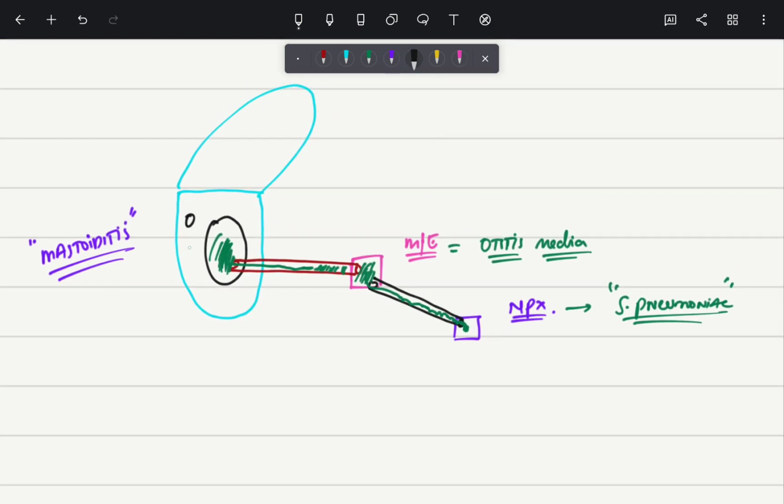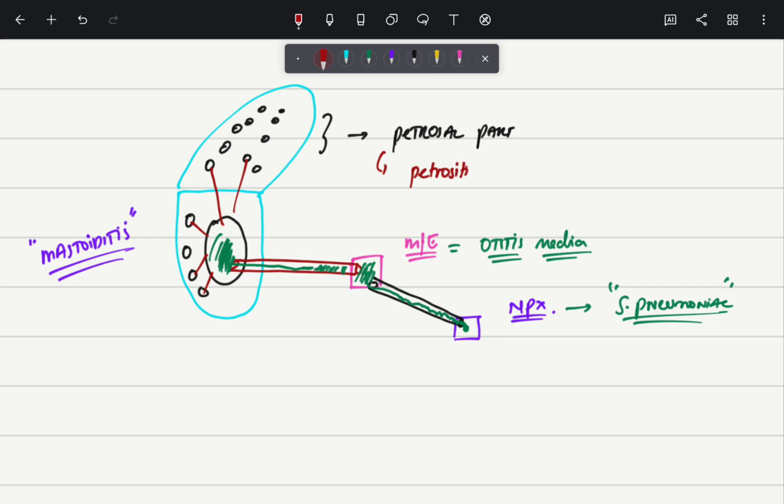Not only that, I already told you there are a lot of air cells present in the temporal bone also. In the temporal bone, especially in the petrosal part of the temporal bone, there are a lot of air-filled hollow cavities or air cells. So what will happen? They are also getting infected, and whenever this infection spreads to the temporal bone or the petrosal part of the temporal bone, this is called your petrositis. I hope you are clear with the terms. So a simple middle ear infection can infect the mastoid and the petrosal part of the temporal bone also, because all these things are interconnected with each other.